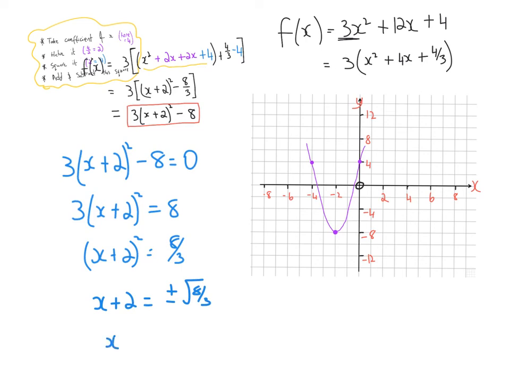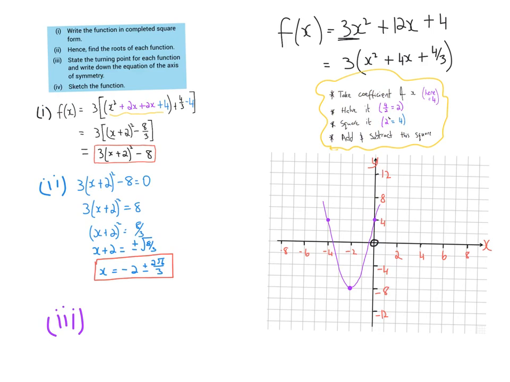And so x is equal to minus 2 plus or minus 2 root 6 over 3 when you put it into your calculator. So they're the 2 roots of the equation. And we can see that that corresponds to our graph. So that's our roots. And so part 3 asks us for our turning point.